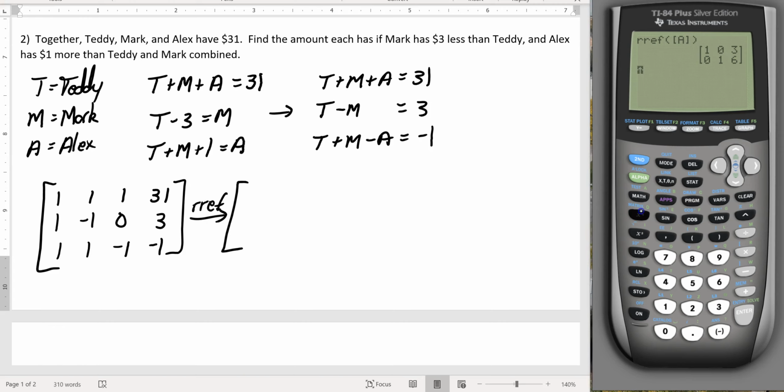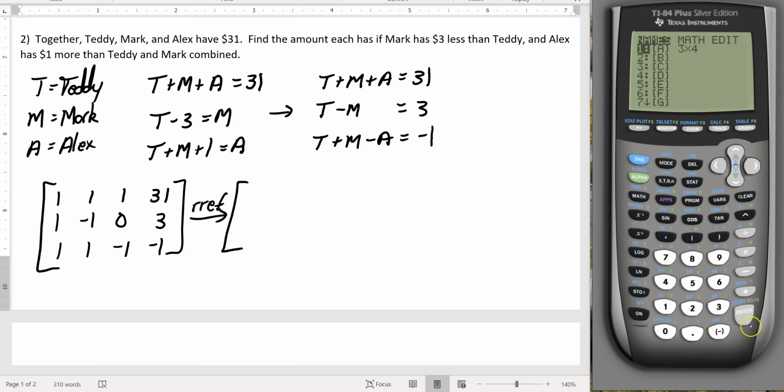Okay, so second matrix, we have now a 3 by 4. So 1, 1, 1, 3; 1, 1, negative 1, 0; 3, and 1, 1, negative 1, negative 1. Excellent. So second quit, second matrix. Let's go over to math, RREF.